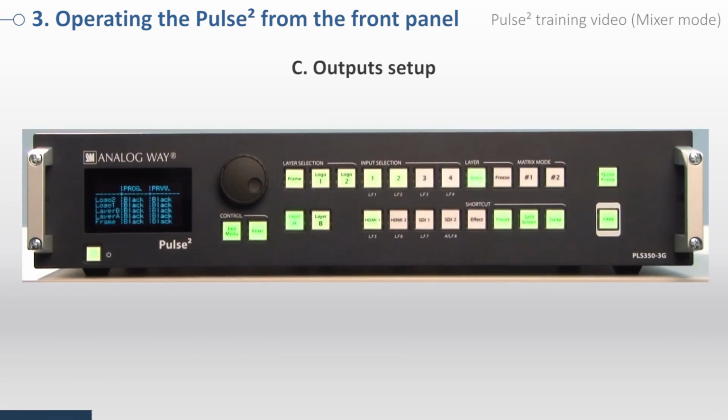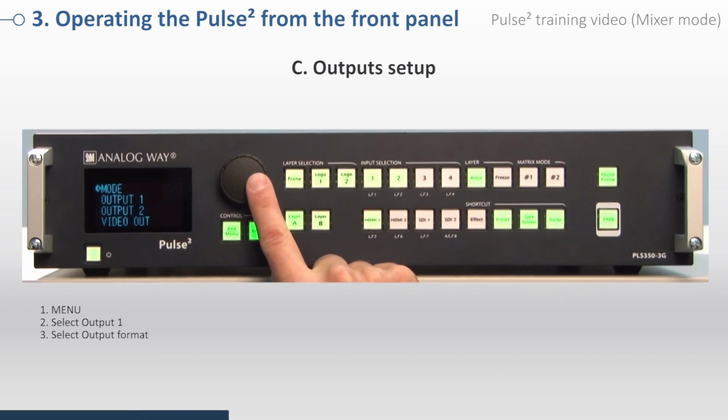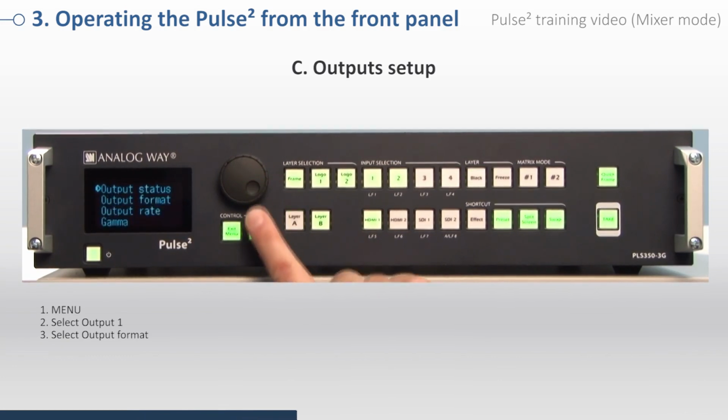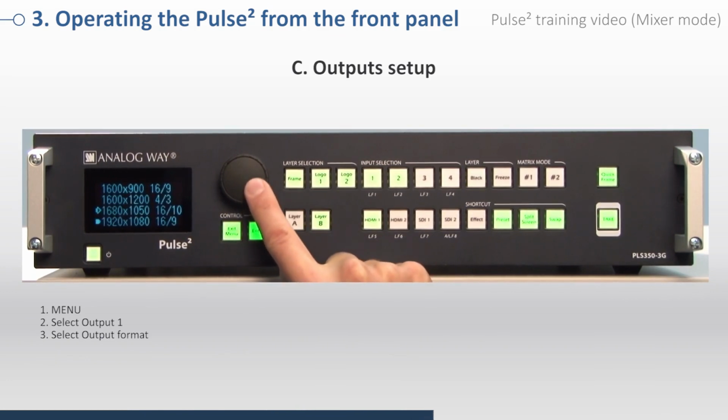Output setup. To set up the output, press Exit menu. Select Output number 1, Program menu. Press Enter, choose the adapted format and rate, then press Enter. For further details on settings, please refer to the user manual.